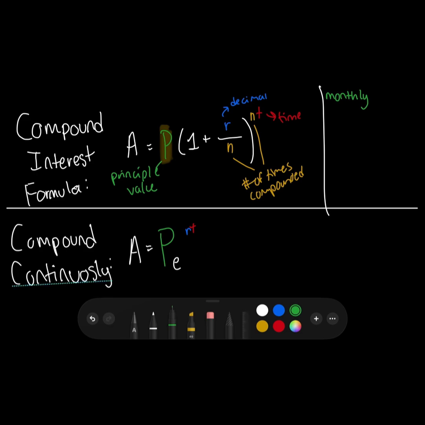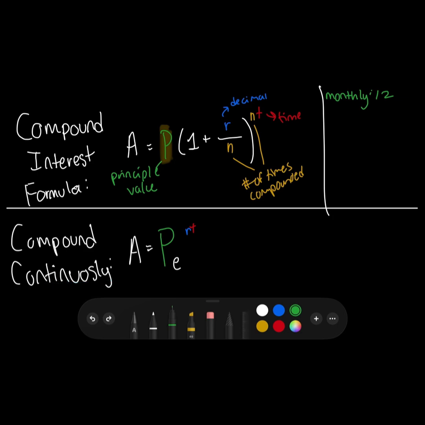So in 1 year, how many times are you compounding if you're doing it monthly? You're doing it 12 times. That means you're basically reinvesting every month throughout the year. So if you're investing money and you're compounding it monthly, you're going to have to replace N here with 12, because that's how many times you're reinvesting in 1 year.